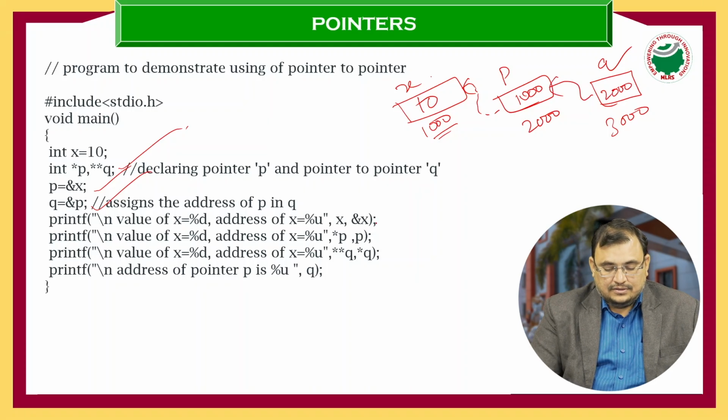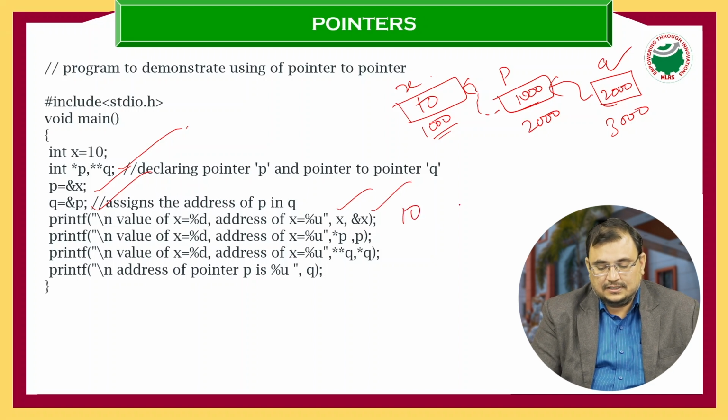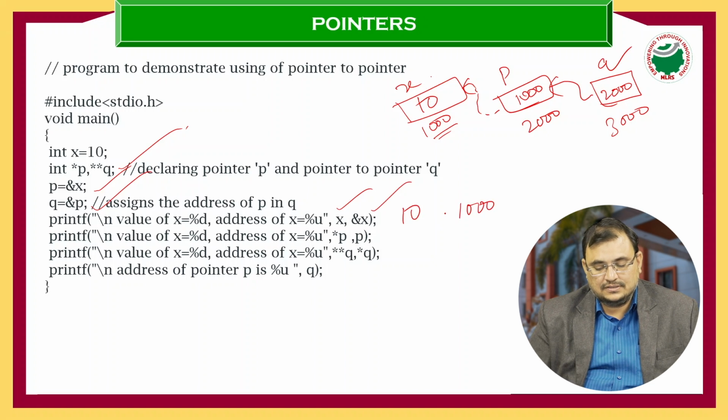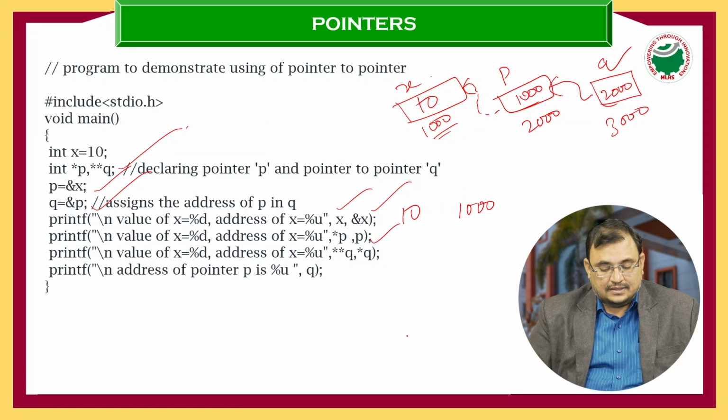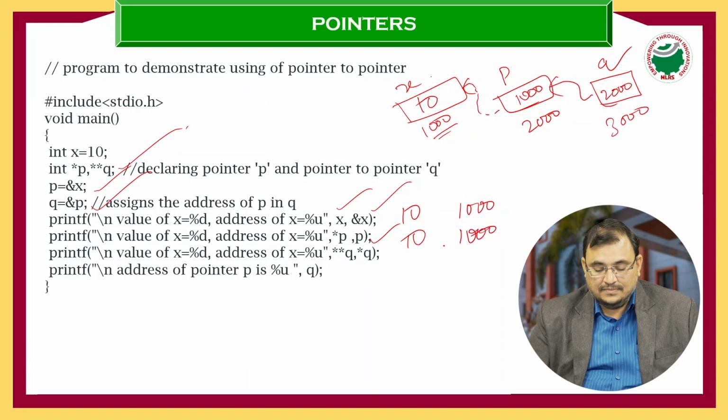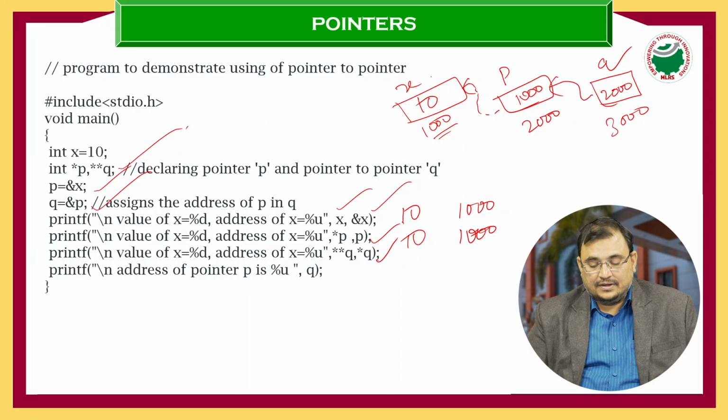Now I am printing the x value and ampersand x. What is the x value? X value is 10. Ampersand of x is 1000. The output of this is like this. Coming to the second one, here I am printing star p and p. Star p means the value at address 1000. The value at address 1000 is again 10. And p contains 1000 only. So the answer is the same. Now the pointer to pointer you can take.